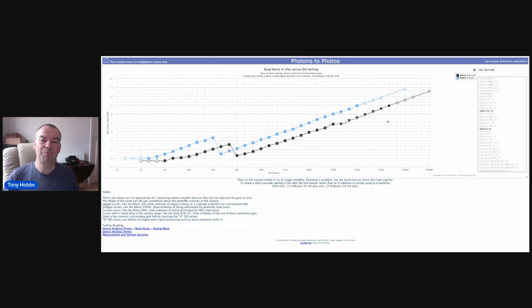Obviously, not all cameras are going to do this. Have a look on this website here. And then obviously let's go back to the Z5 II and let's cancel the Z8. So we just got one on here. You can have as many as you want on here to compare them, but then it just gets a bit confusing.